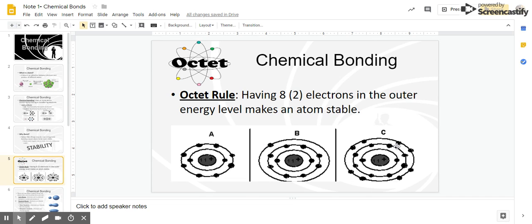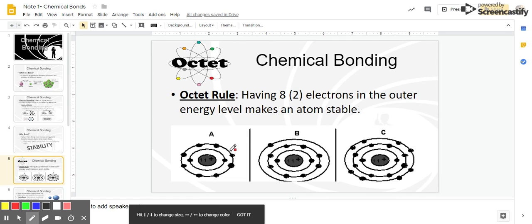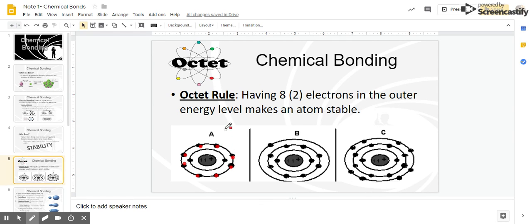But if we look at A, B, and C here, we have 3 different atoms. Let's see if we can figure out which ones are going to be stable and which ones are going to need to form a bond. So atom A, we have 1, 2, 3, 4, 5, 6, 7, 8 electrons in our outermost ring. So that fits our octet rule. Having 8 makes it stable. So A is stable.